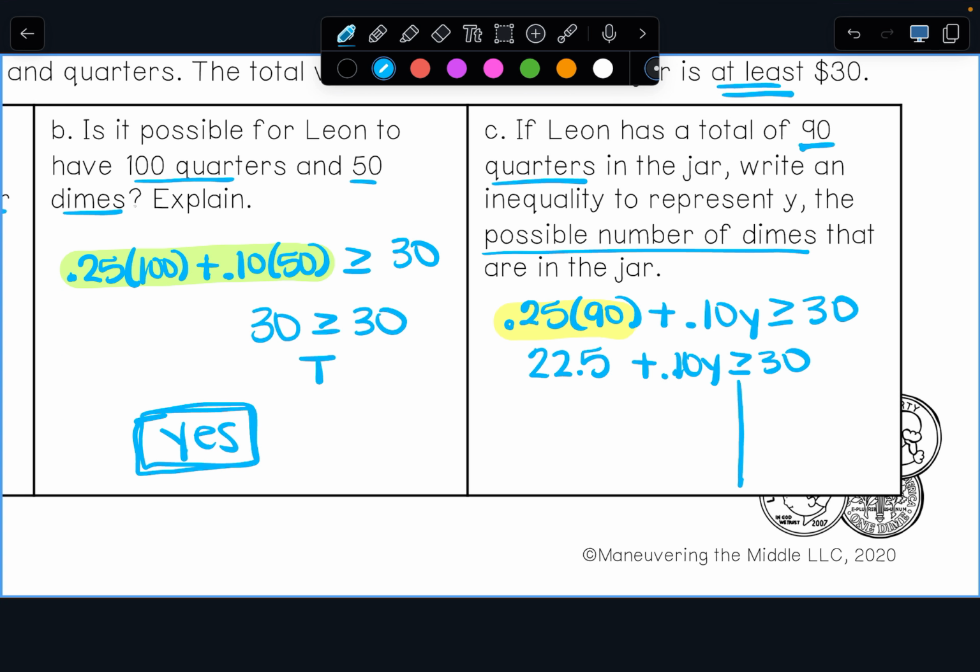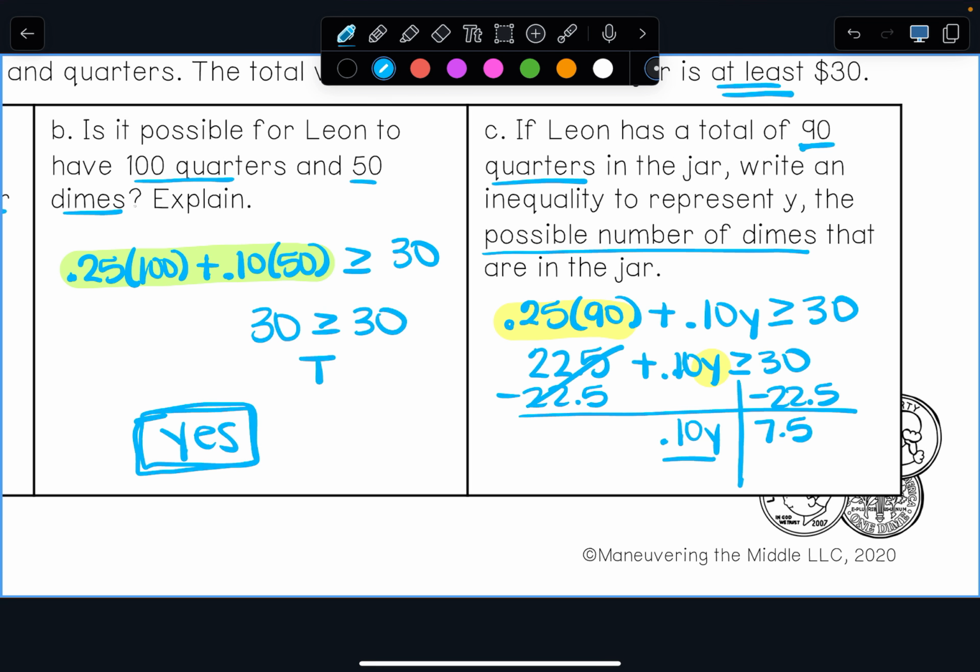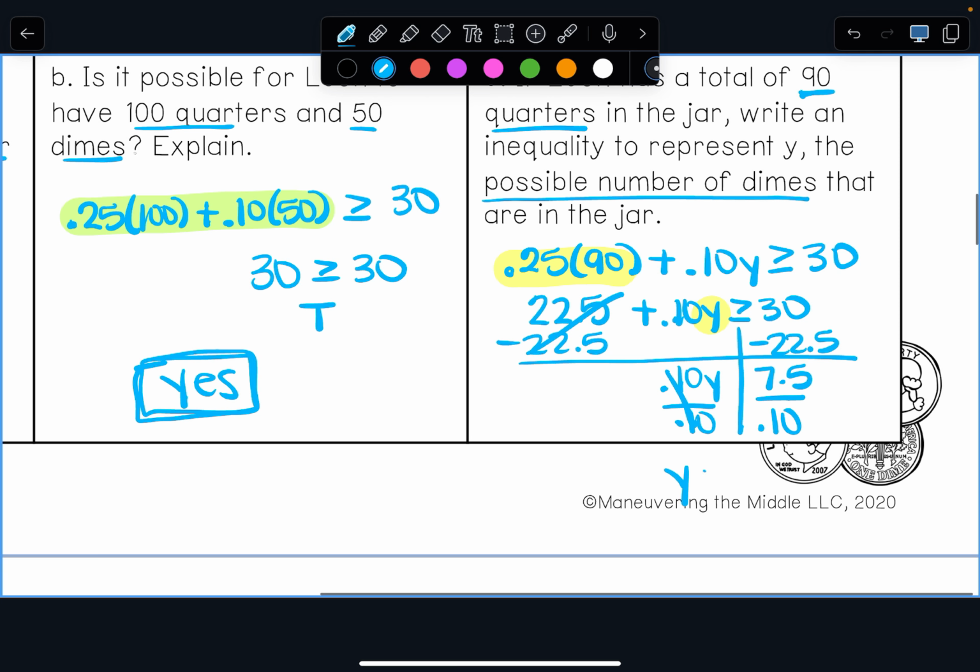Okay, let's keep solving. Now, how do I solve for y? Do not subtract the 0.10. 30 minus 22.5? 7.5. Thank you. And then last step, divide. I ran out of space, so I know you guys are writing pretty small. All right, and then we get y is what? Bring down the greater than or equal to 75.